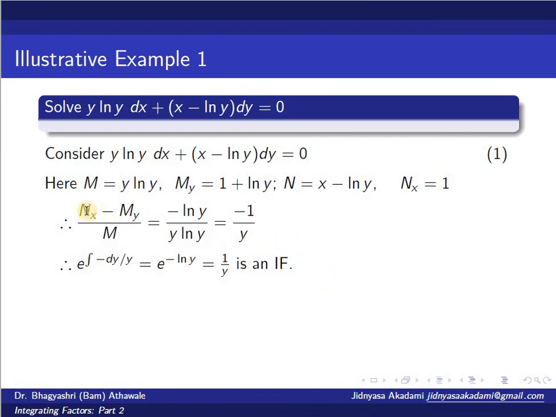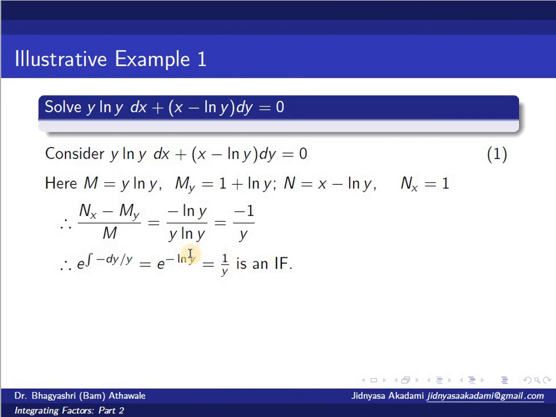You may feel that this order is not important, because if we take my minus nx, then it becomes ln y, just a difference of sign, and for the integrating factor, a difference of sign doesn't matter. But that is not the case. At this stage it is the difference of sign only, but while integrating, it becomes e raised to ln y, which is y.